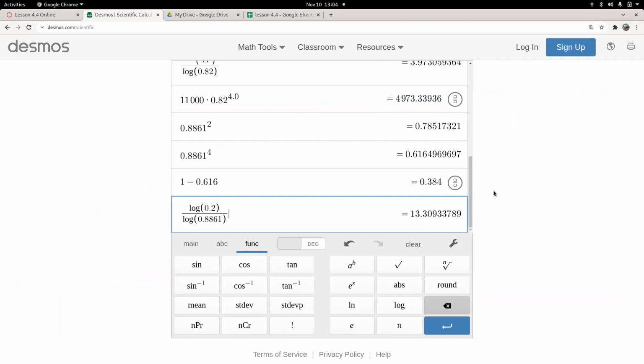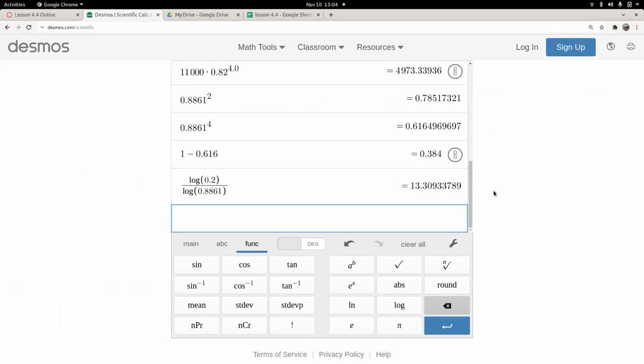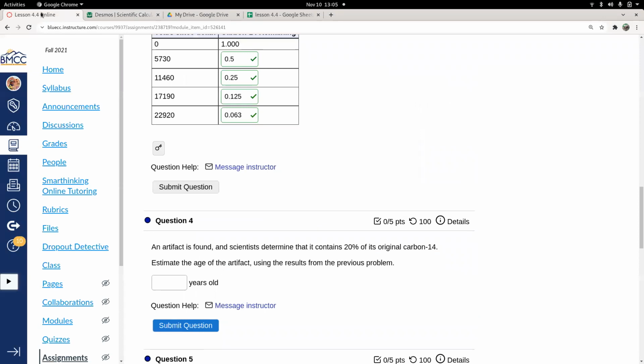All right, let's check it. To check it, we go to our formula, which says take 0.8861 and raise that to the power. In this case, the power is going to be about 13. So 13, let's go 13.3. And look, that's about 20%, 0.20. Pretty good. Let's see what kind of answer this wanted here. How many years? Okay, is it 13 years or 13,000 years? 13,000.